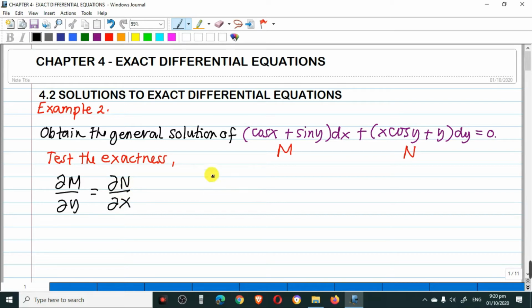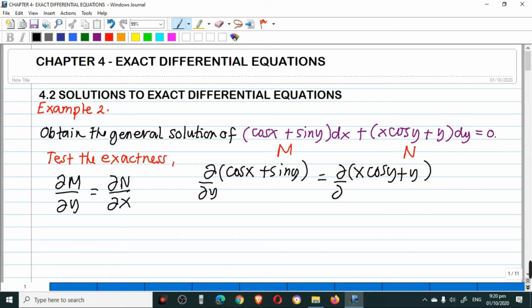So here, the partial derivative of M, our M here is cosine of x plus sine of y, with respect to y, is equal to the right side, the partial derivative of N. Our N here is x cosine of y plus y, with respect to x. In partially differentiating with respect to y, x will be considered a constant. And in partially differentiating with respect to x, we will treat y as a constant.